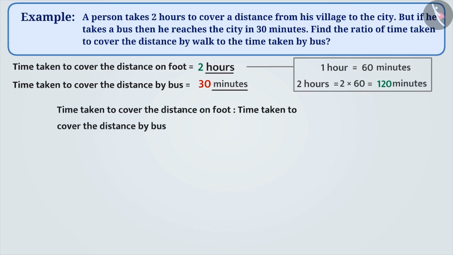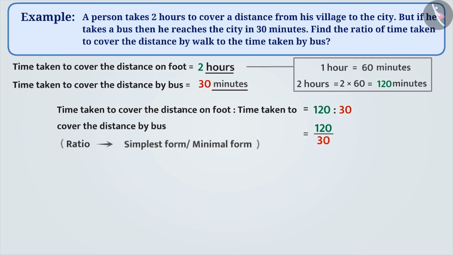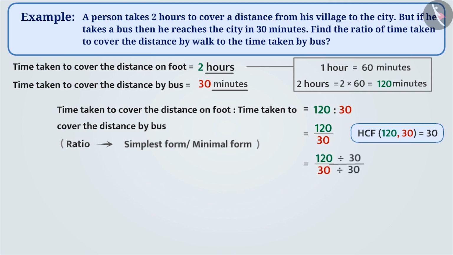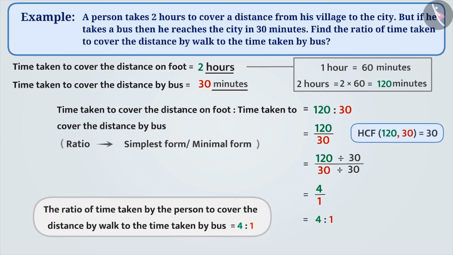The ratio of time taken in covering the distance by walk to the time taken in covering the distance by bus is 120 is to 30. Usually, we represent this ratio in its simplest form. We write 120 is to 30 as 120 by 30. Since the HCF of 120 and 30 is 30, we will divide the numerator, that is 120, and the denominator, that is 30, by 30. So, we get the simplest form as 4 by 1. This can be expressed as 4 is to 1. Therefore, the ratio of time taken by the person to cover the distance by walk to the time taken by bus is 4 is to 1.